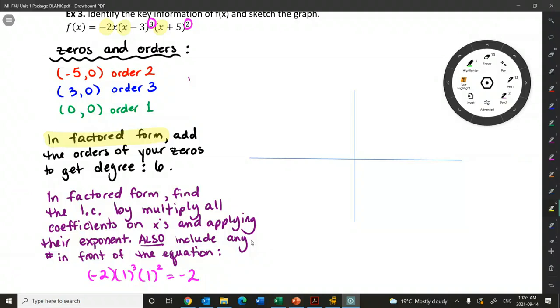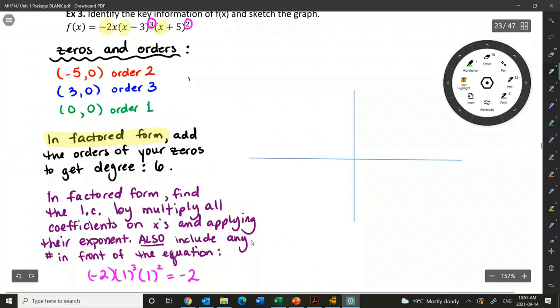Okay. That was a long explanation, but once you get the hang of it, it's much quicker than expanding that all out. So if I know degree is 6 and leading coefficient is -2, what do we now know about end behavior?